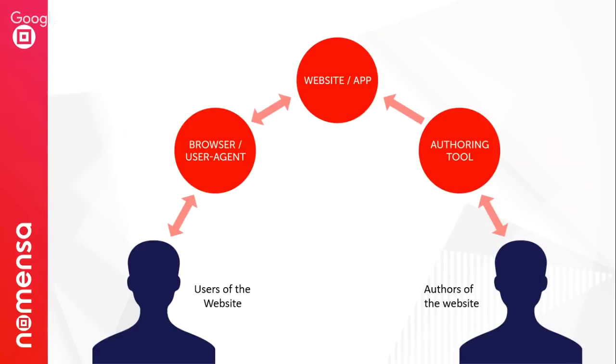The W3C looks at the whole ecosystem. The end user has a browser or other means of accessing the website, and designers and developers can create things with authoring tools. There are different guidelines for those, but we're going to focus on the content guidelines, what the website should do.